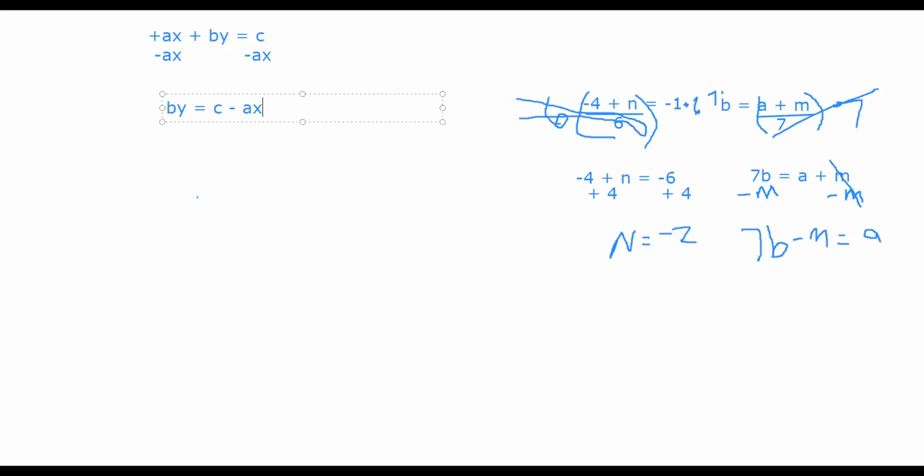And how are we going to get the y apart from the b? Now we can divide. Yeah, by, remember that's multiplication. Every step in equation solving involves using the opposite operation. So if you see multiplication, to undo it, you got to use division. B times y is multiplying. So we have to divide both sides by b.